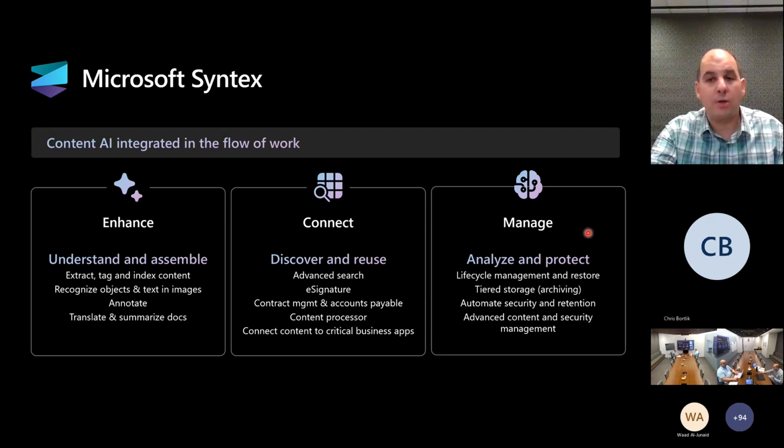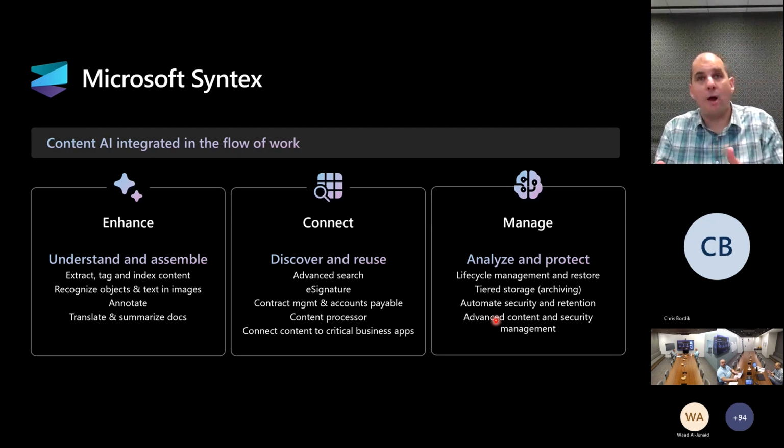In the manage pillar, it's certainly things we've done around lifecycle, around tagging and labeling content for retention policies and security, but also thinking about things we haven't really done as much natively within Microsoft 365 in the past. So things like tiered storage, where maybe we want to archive certain content. We want to remove that from the hot storage, if you would, in Microsoft 365 and move it to another tier of lower storage that might be a little more cost effective.